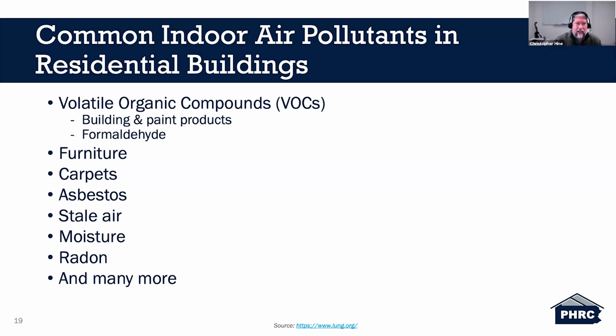Some building products and paint products carry with them some VOCs. Formaldehyde is actually a form of a VOC. Furniture itself is not a VOC. However, furniture and carpets do off-gas VOCs. We'll get into what that means in a little bit, but we're just doing a 30,000-foot view of some components within residential buildings that bring with them some poor air quality issues or some air pollutants. Asbestos, stale air, moisture, radon. We're going to spend some time on that and many, many more.